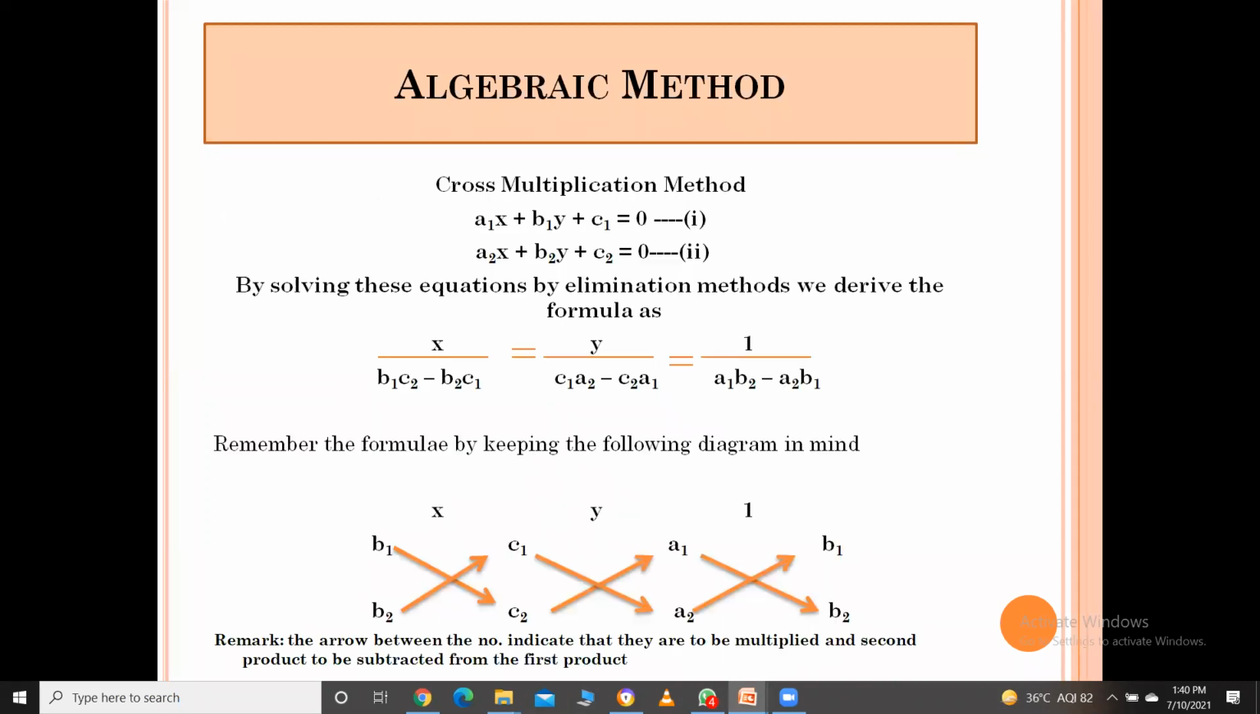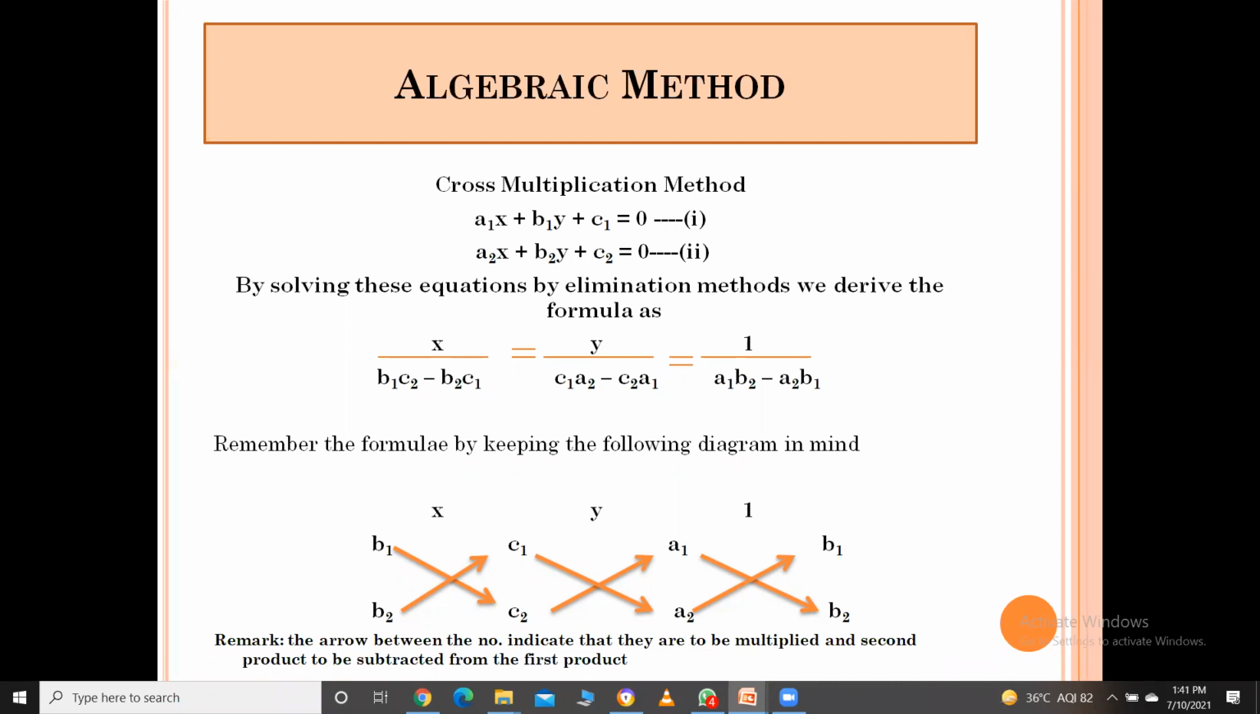Then another method is the cross multiplication method. In the cross multiplication method, we come to know whether there is a unique solution, no solution, or infinitely many solutions. By the substitution and elimination methods, we come to know whether it is unique or not. But by the cross multiplication method, we come to know whether the solution is unique, or infinitely many solutions exist, or no solution exists.